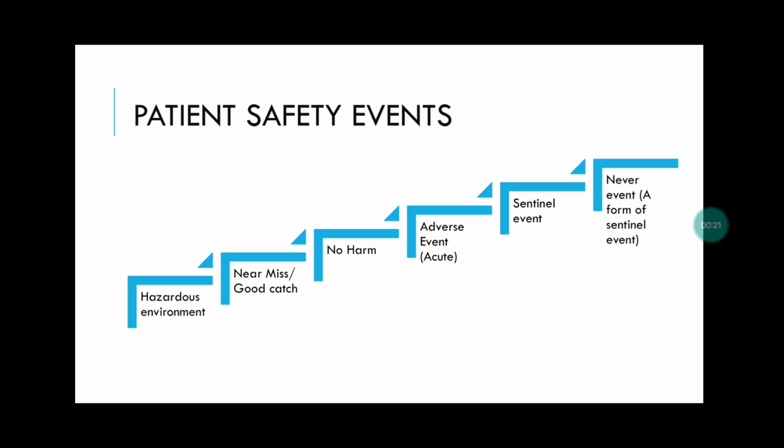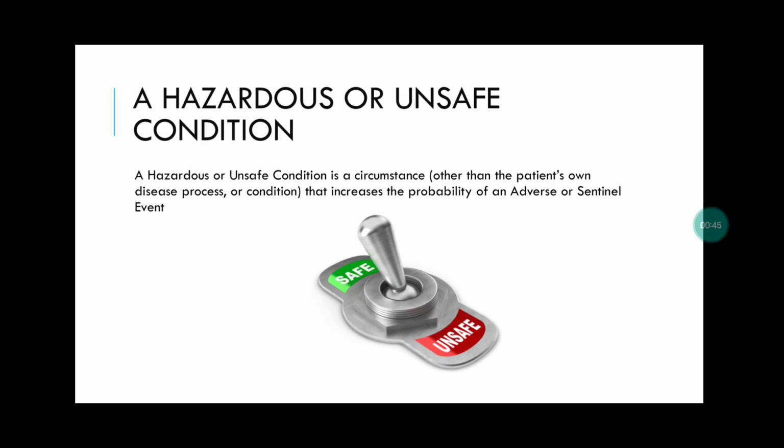There are several events, so I have explained them step by step here. The first one is hazardous environment, then near miss or good catch, no harm, adverse event which is acute, and then sentinel event. And there is one more part in sentinel event, which is never event. This is also a form of sentinel event. We will see one by one.